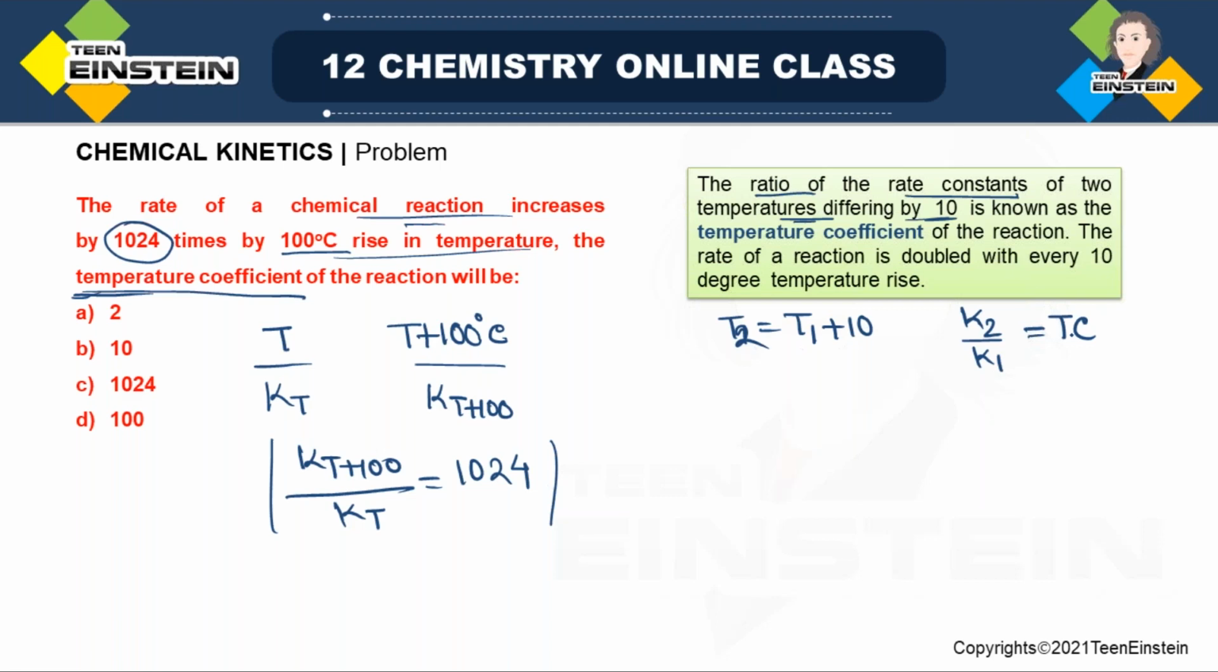Most of the time when we increase temperature, there is an increase in rate constant. So obviously K2 is greater than K1, and the temperature coefficient will be a whole number.